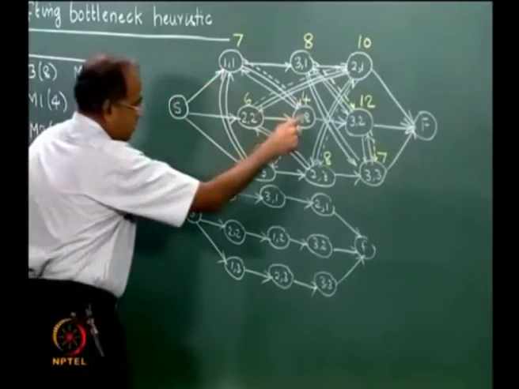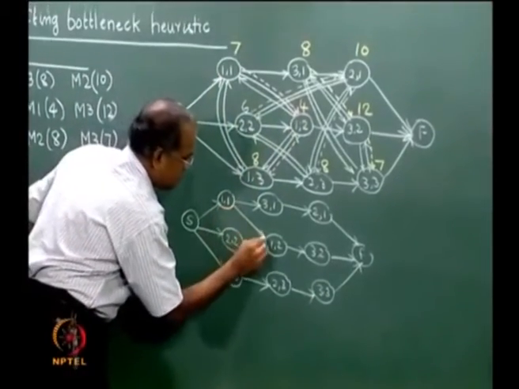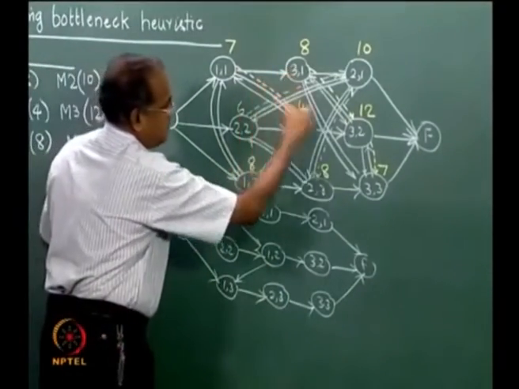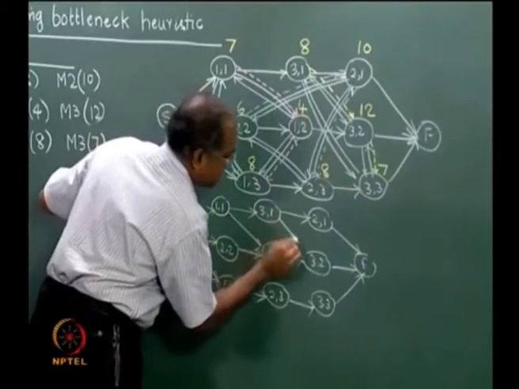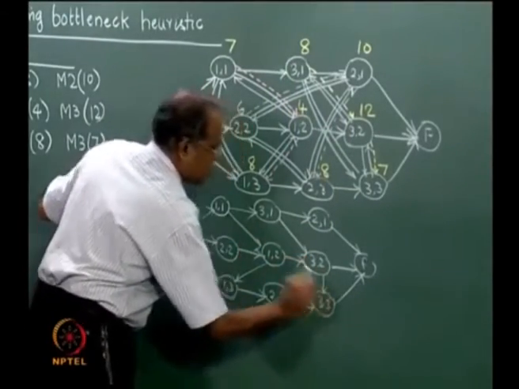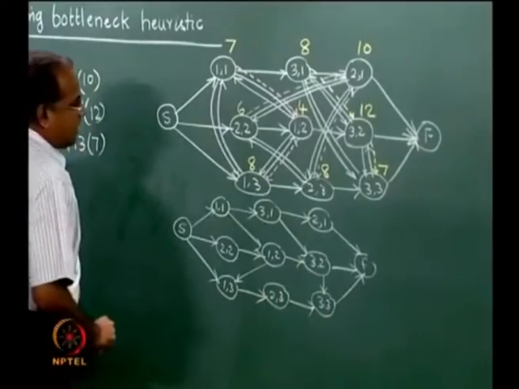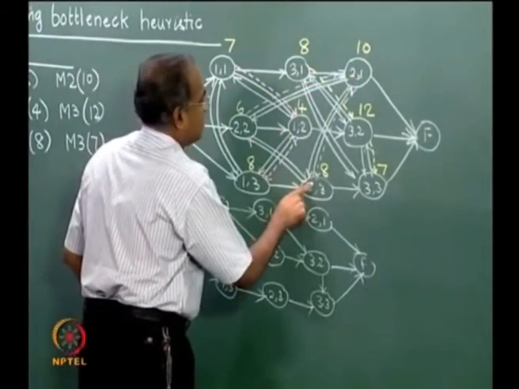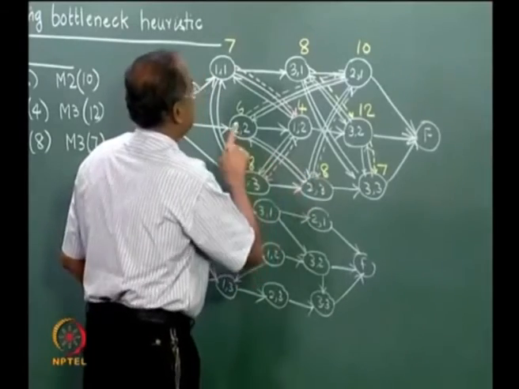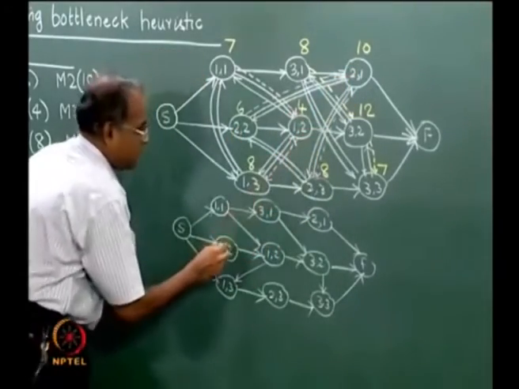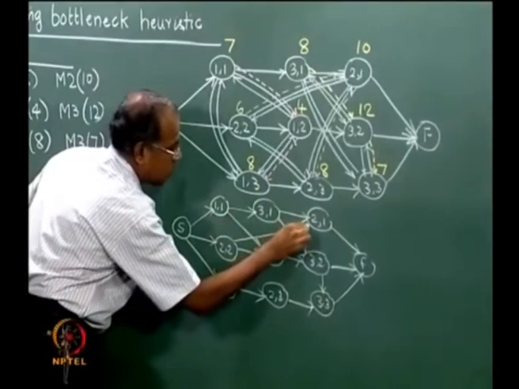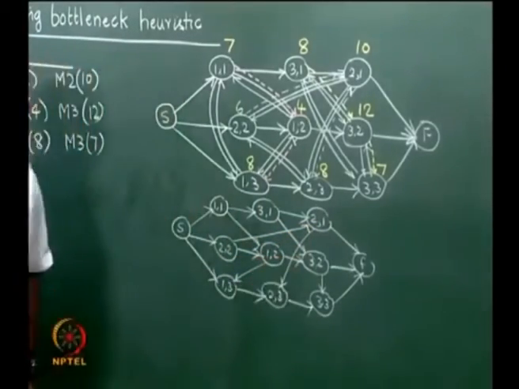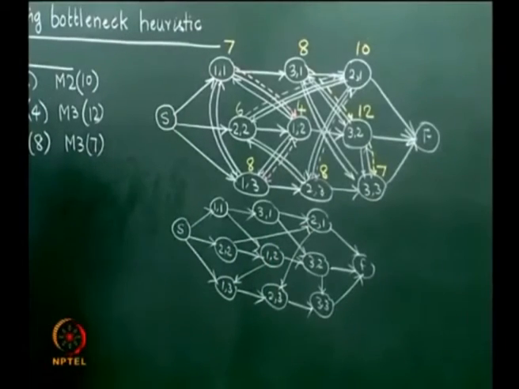Plus of course 1 1 to 1 2 and then 1 3, then 3 1 2 3. So, 3 1 3 2 3 3, and as far as 2 is concerned 2 1 2 3, 2 2 2 1 and 2 3. So, this is the arc that we have.